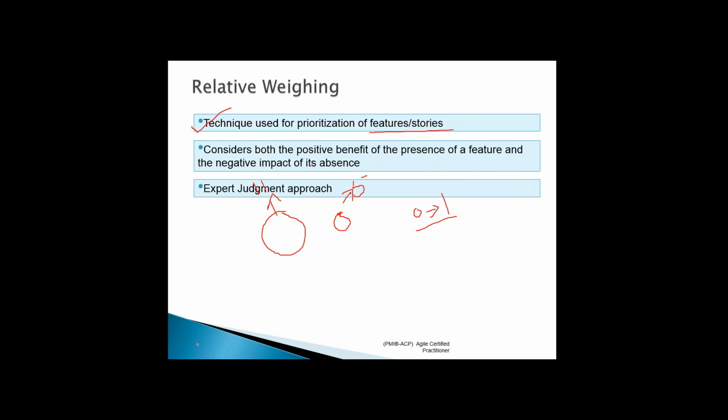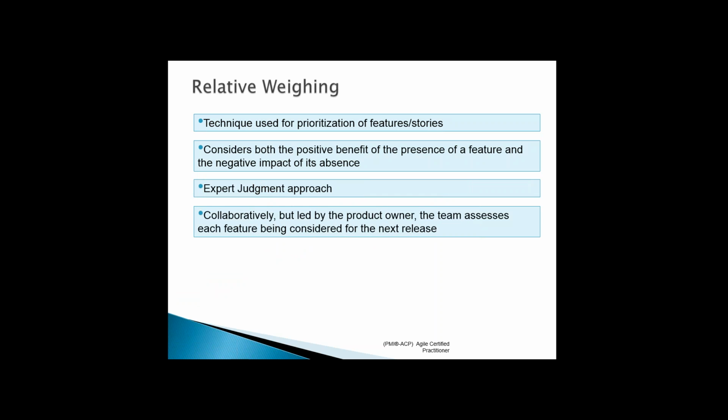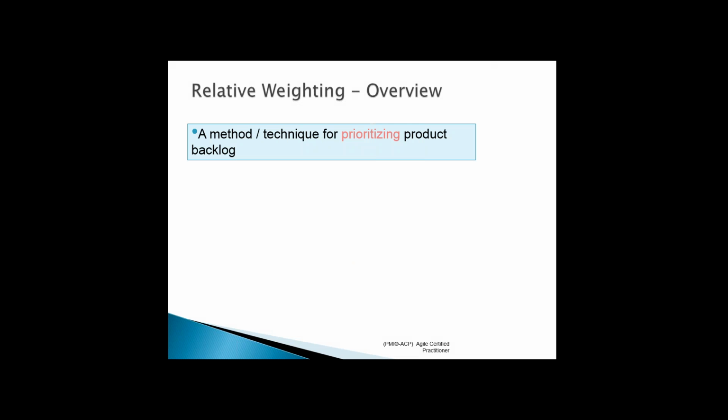Right? For this, you definitely require an expert judgment approach. Team is going to assess each feature being considered for the next release. Of course, this discussion would be led by a product owner to come up with your relative weighing. This is also a method technique for prioritizing the product backlog.